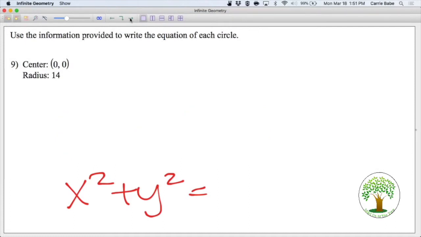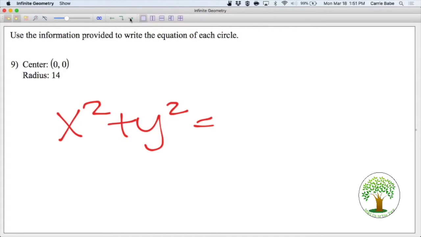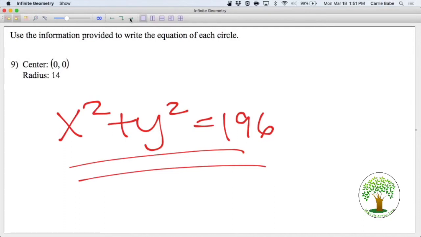But what do I put out there? Whatever 14 times 14 is. 196. 196, I heard. Please verify that. Yeah, because I did that off the top of my head, not my calculator. All right, fantastic. Let's do number 11 now.